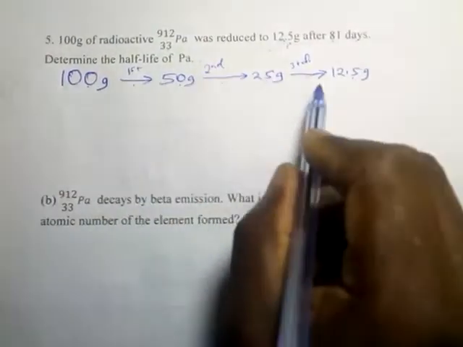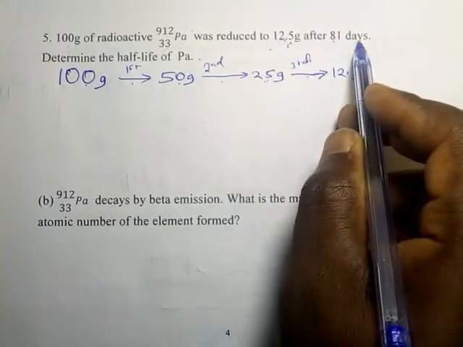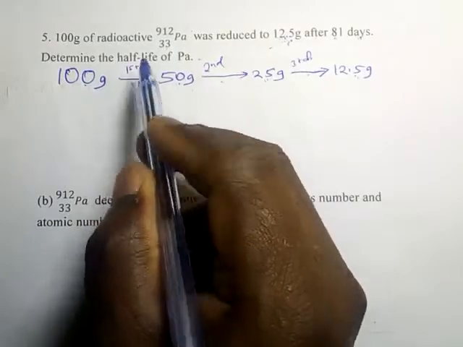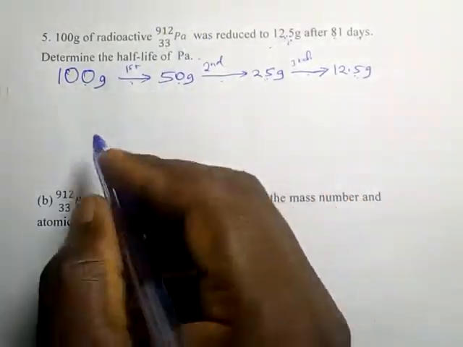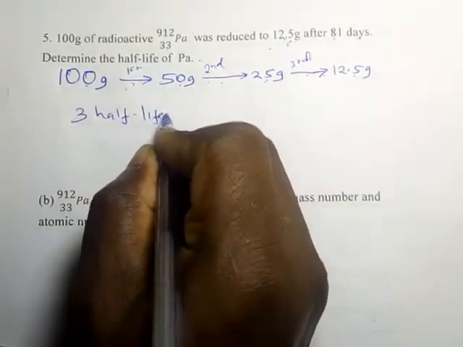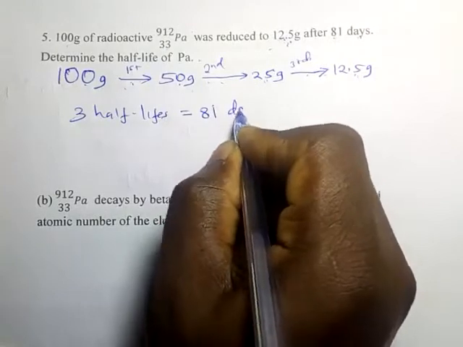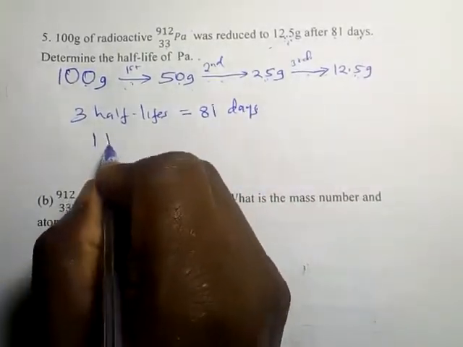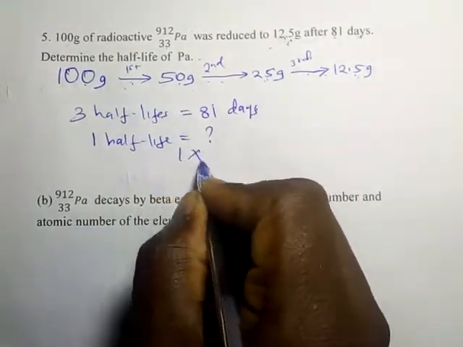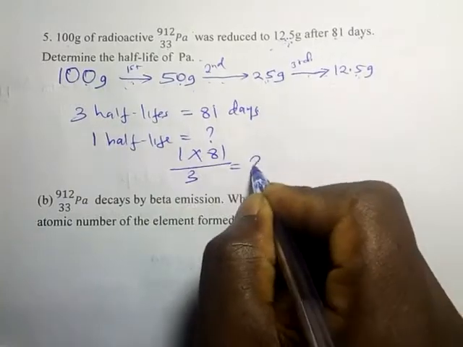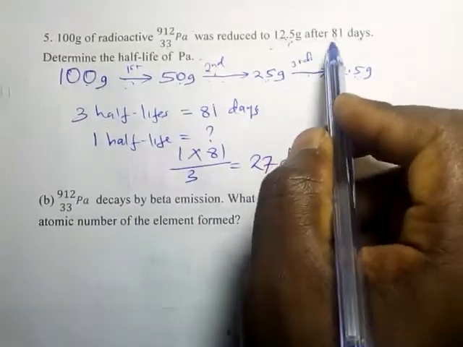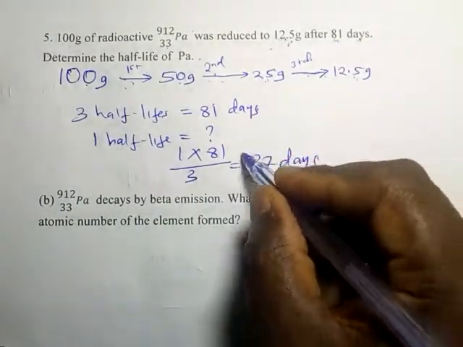But the entire decay takes 81 days. So they want us to find one half-life. What is the number of days for one half-life? Very simple. 3 half-lives takes 81 days. What about one half-life? Will take how many days? So it is 1 times 81 divided by 3, and it is 27 days. So 27 plus 27 plus 27 will give you 81, and that is one half-life.